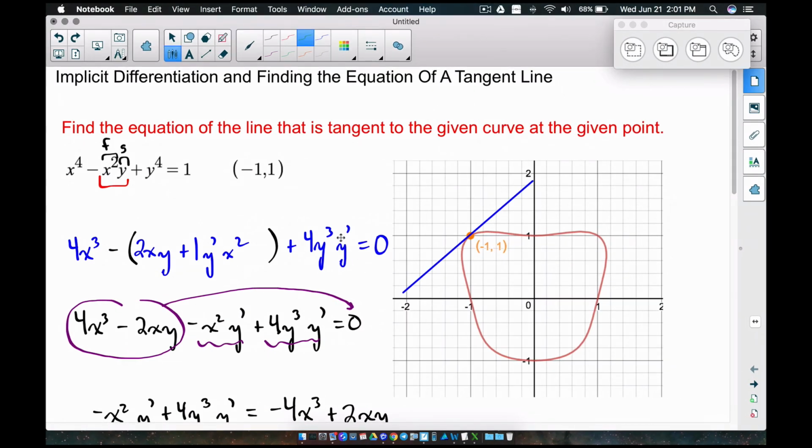And there you have it. That's an example of using implicit differentiation to find the equation of a tangent line.